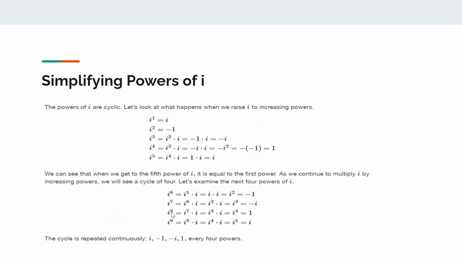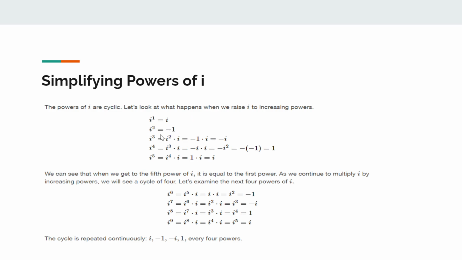The last one, simplifying powers of i. So the power of i is cyclic. Let's look at what happens when we raise i to increasing powers. So i itself is just i, right? And i squared is -1. Recall that i is equal to the square root of -1, so i squared is equal to -1.